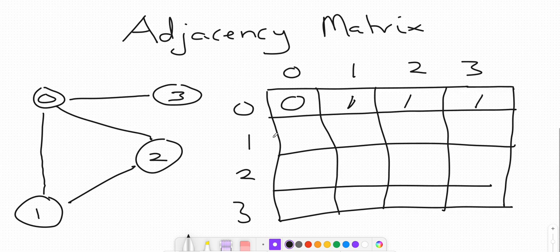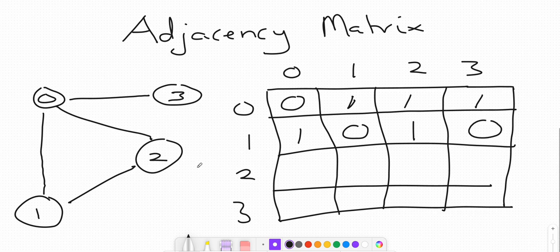Now for 1: 1 is connected to 0, yes, so that's a 1. 1 to 1 is connected to itself, so there's no need for that, it's a 0. 1 is connected to 2, so that's a true, a 1. But 1 to 3, there is no direct connection between 1 and 3, so that's a 0.